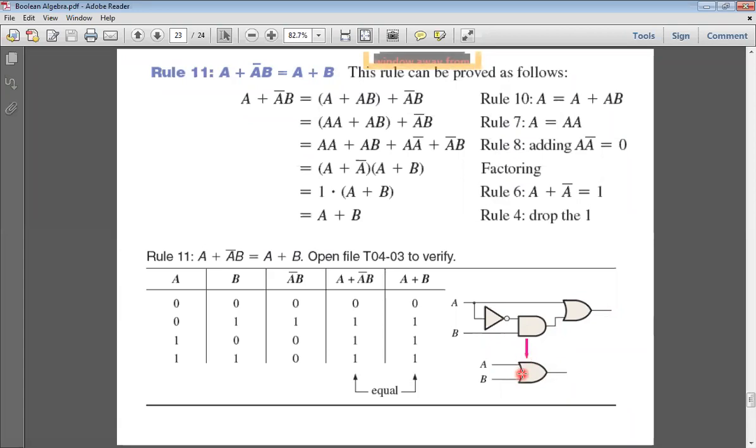Now what is there in the right hand side? That is ORing A and B: use an OR gate with A, B. So here we have used 3 gates on the left side, and a simple single OR gate gives you the same result. So why unnecessarily use this? Use this one. Okay.